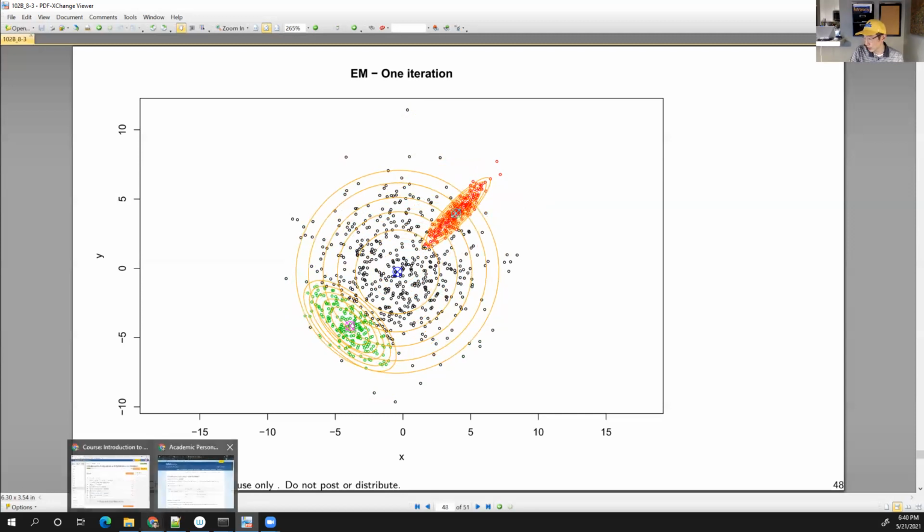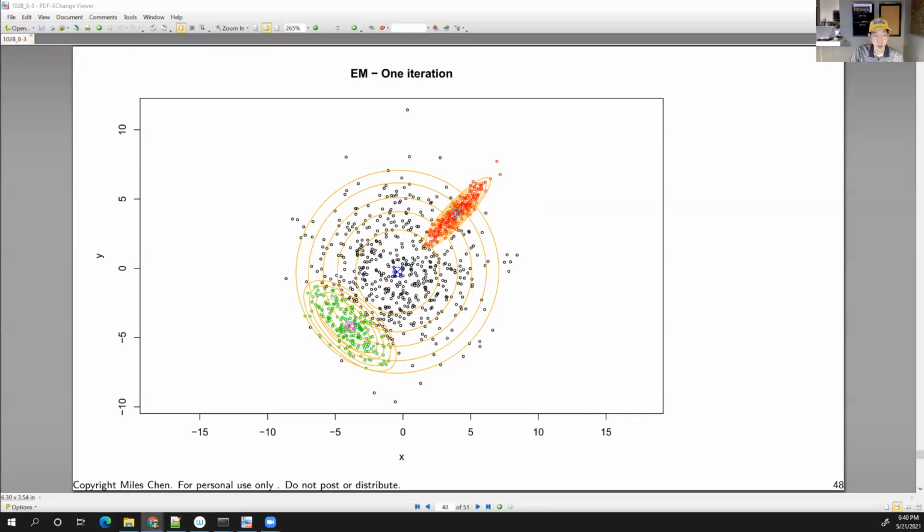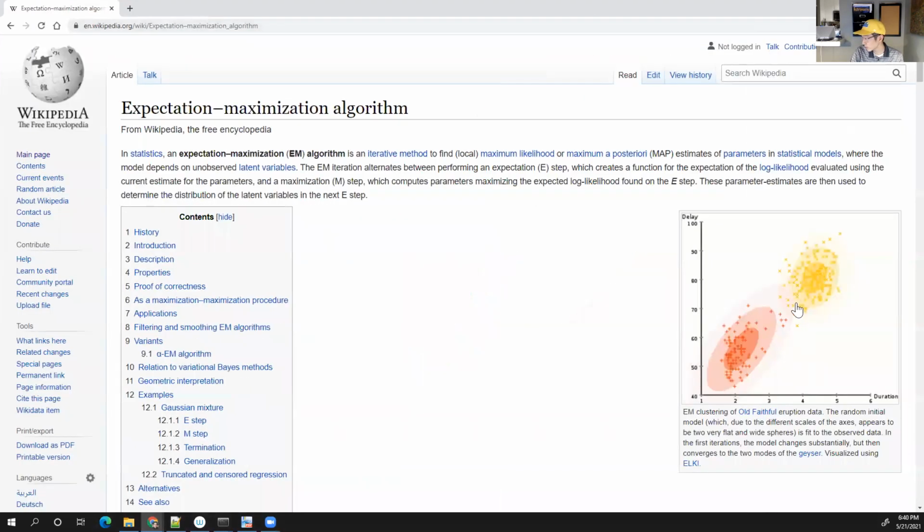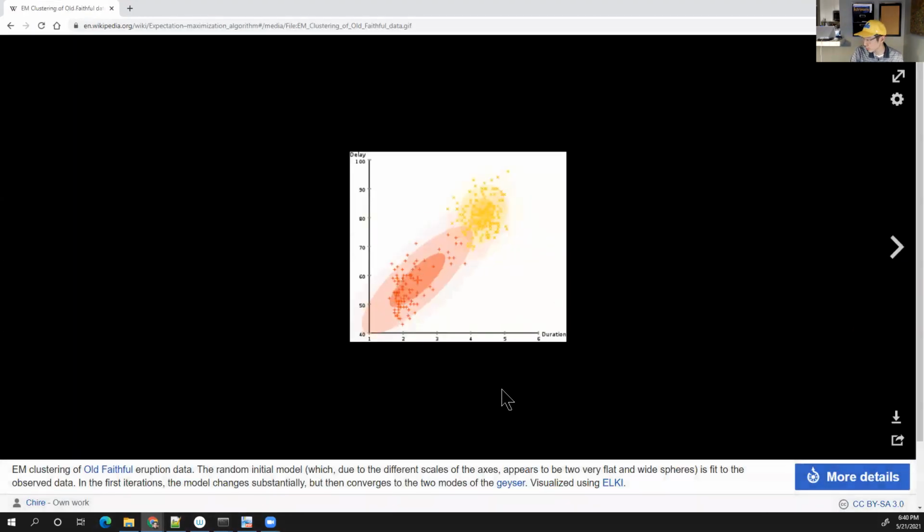There's a similar animation on the Wikipedia page for the EM algorithm. This is an animation for Old Faithful eruption data. I guess they measured how long the eruption of the Old Faithful geyser in Yellowstone lasted, and how much of a delay there was between one eruption and the next.